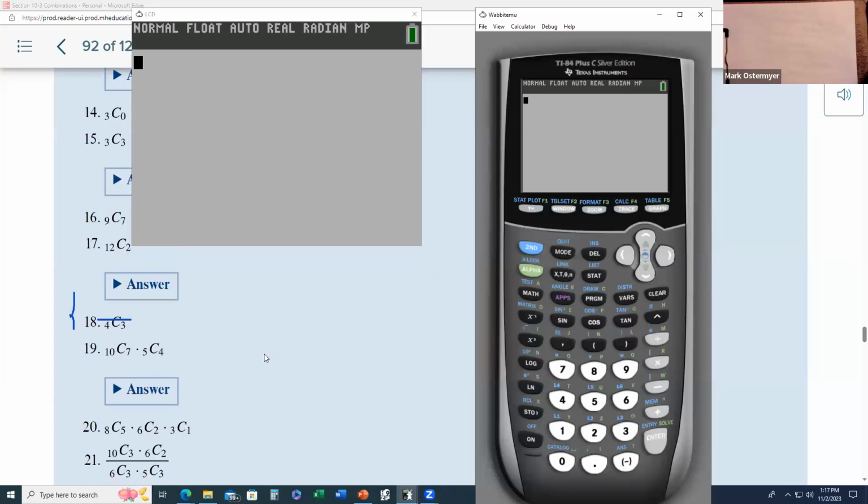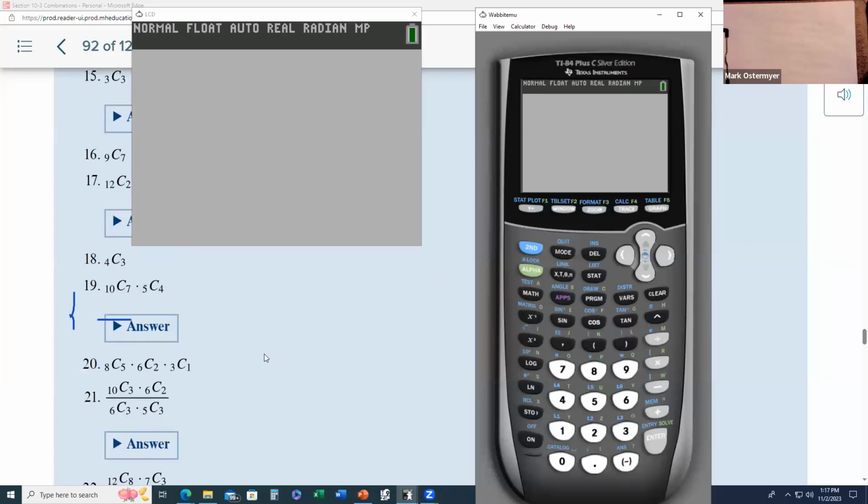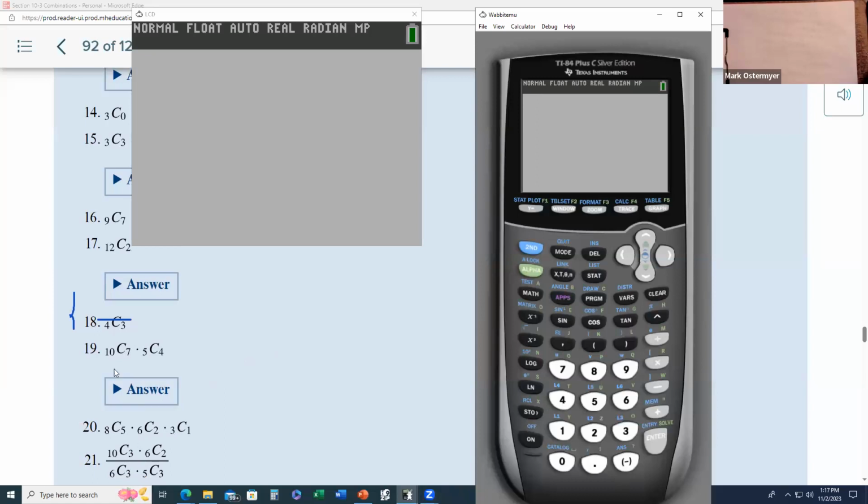Now, ladies and gentlemen, I want you to do number 19. Throw that into classwork number 1, number 19. Compute 10 in combination with 7 times 5 in combination with 4. Go ahead and make sure you can do that on your calculator.